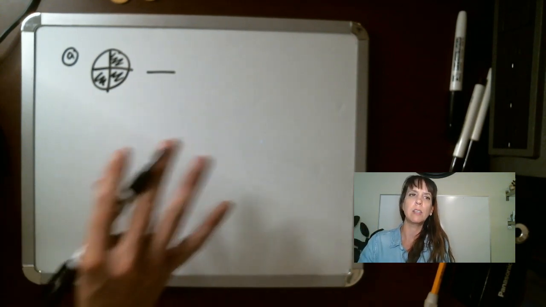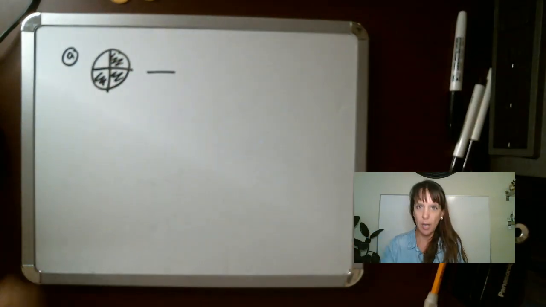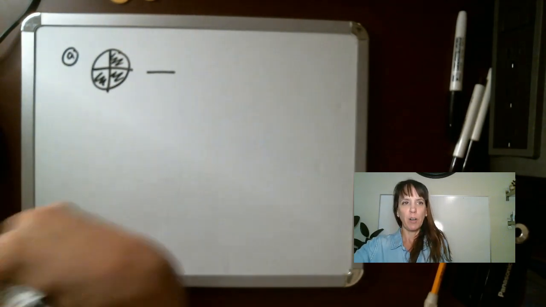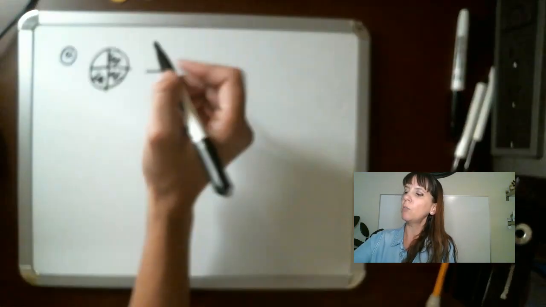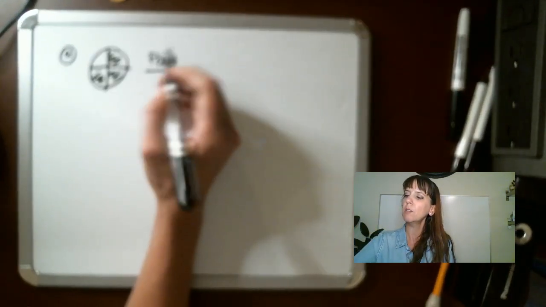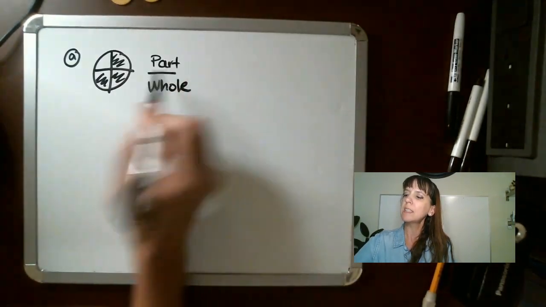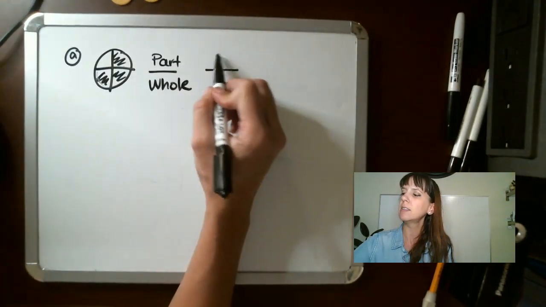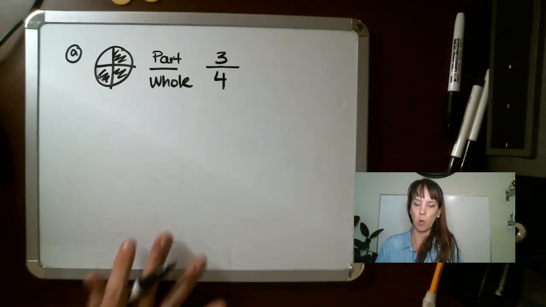Also, by the way, you need to stop right now, pause, try the practice problems, and then come back and we'll go over them, okay? But if you've already tried them and you're back, welcome. We do part over whole, which means this whole thing is worth 4, and the part that is shaded is 3. So that's what you should have gotten for A.